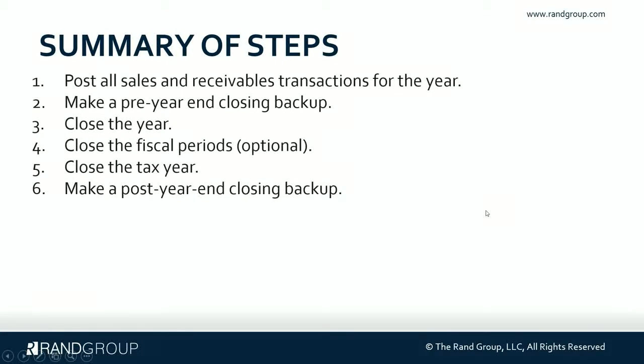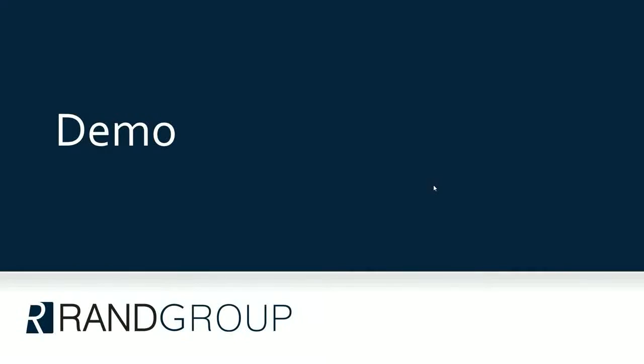Here's a summary of the steps. Number 1, post all sales and receivables transactions for the year. Number 2, make a pre-year-end closing backup. Number 3, close the year. Number 4, close the fiscal periods. Number 5, close the tax year. This is optional. And finally, number 6, make a post-year-end closing backup. Let's review those steps in Microsoft Dynamics GP 2015.